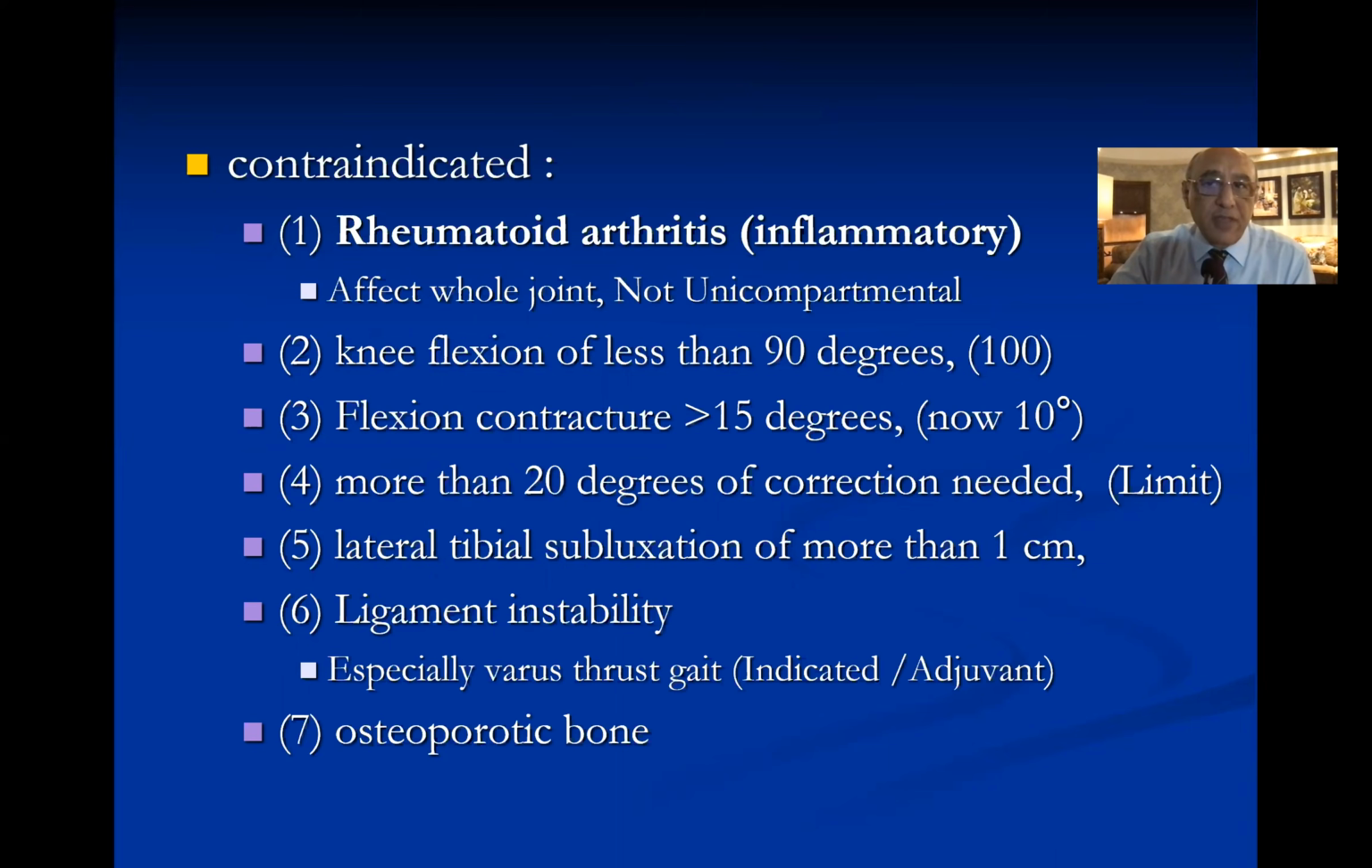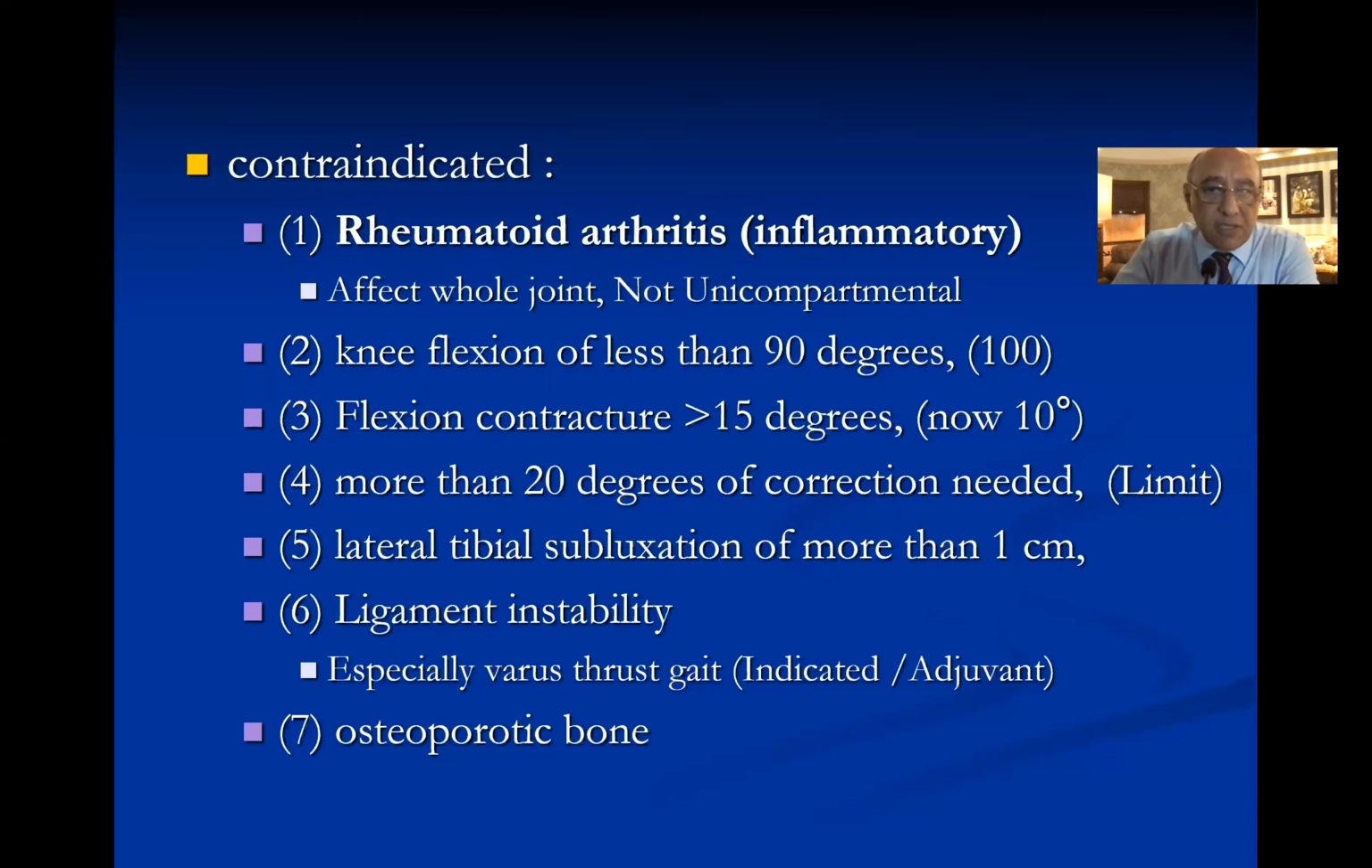If the knee flexion is less than 90 degrees or even 100 degrees, the failure rate increases. Flexion contracture of more than 15 degrees, now we talk about 10 degrees. More than 20 degrees of correction needed. And actually, I disagree with this because the new techniques may lead to more than that with good results.